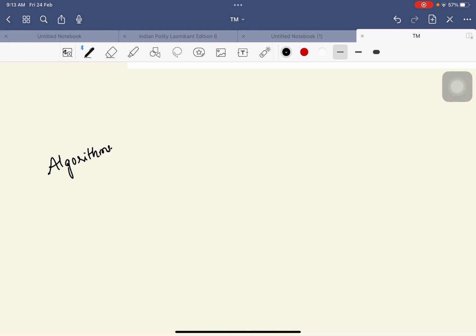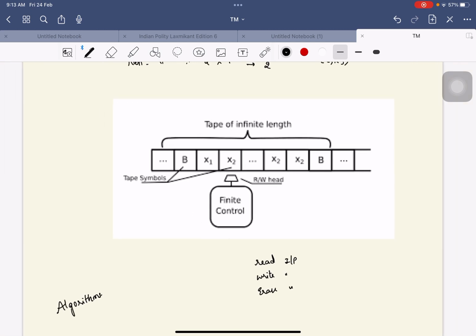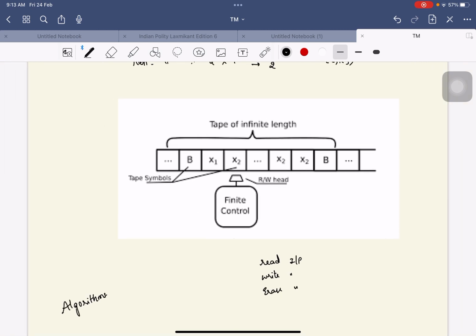Now, Turing machines can read input, they can write input, and they can also erase input. All this can be done on this long tape. We consider arbitrarily that this tape is of infinite length because you have two stacks, and it's possible to maintain infinite length: once you pop from one stack, you can automatically add it to another stack. So in that way, you can store your memory in one stack or the other.